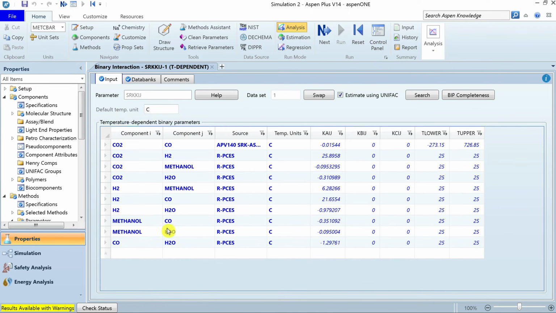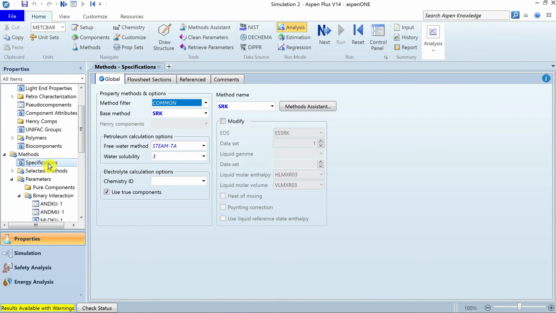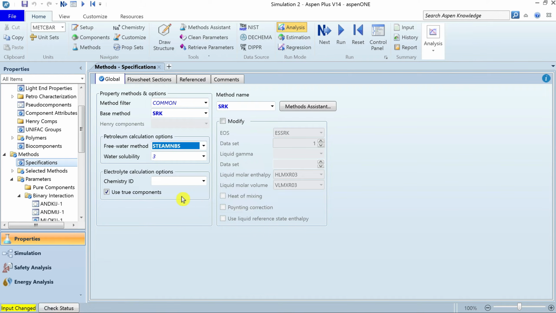So the required information is available. However, with the warning, let's check the warning. So the SRK requires a different method for the calculation of free water, that is STEAM and BS. On the method section, let's change the free water calculation method from STEAM TA to STEAM and BS. Rerun the simulation. So results are available.